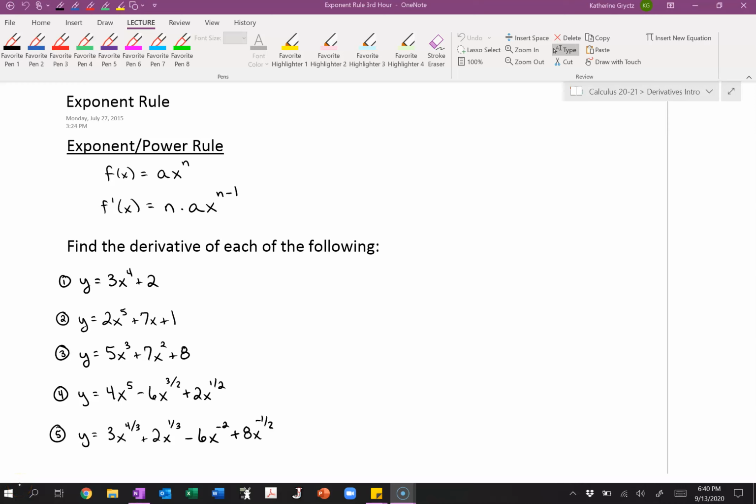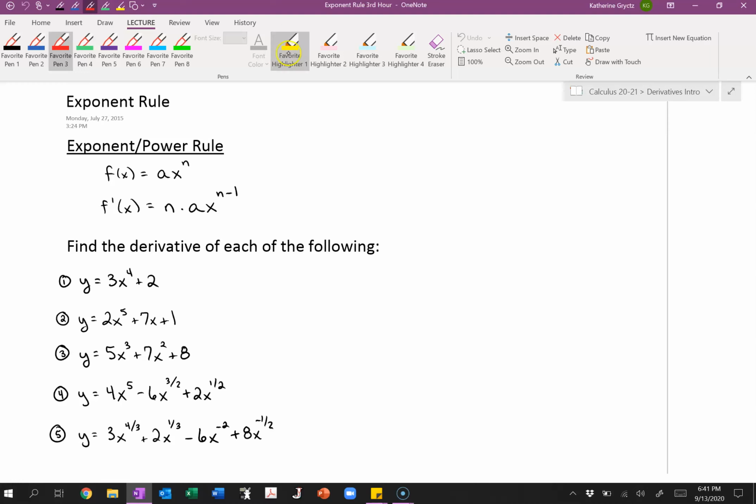Okay, this lecture is over the exponent or the power rule, which we've already touched on this year. So the first several are going to be really easy and really familiar. And then we're going to start doing the same stuff, but using fractional exponents, negative exponents, dealing with some different applications of this same rule.